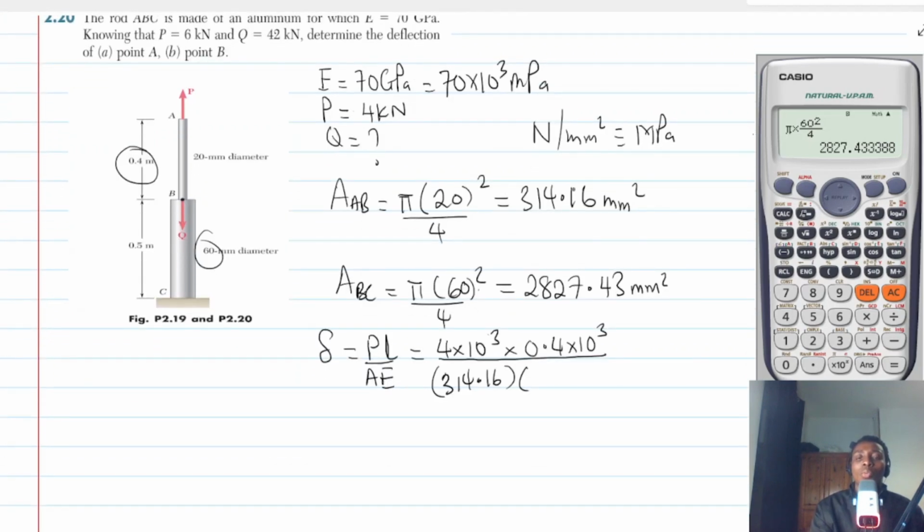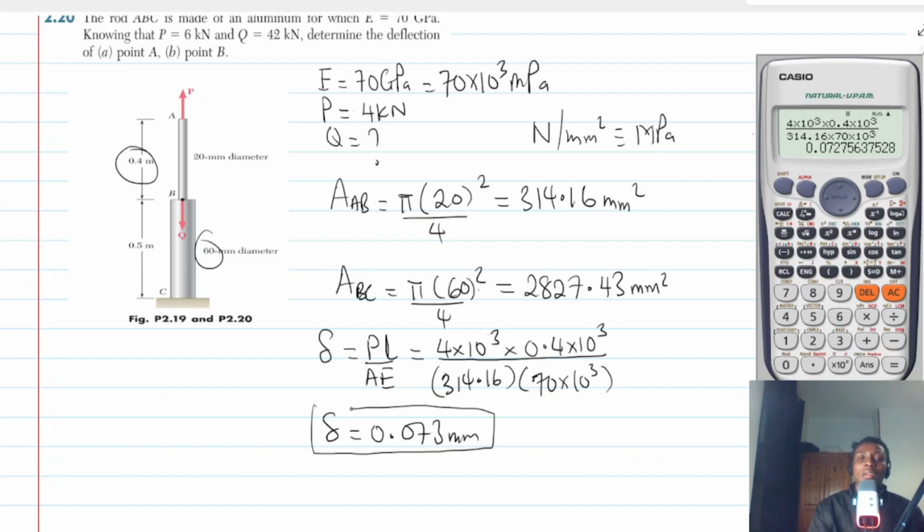All right. So 70 times 10 to the power 3, so that the final answer that we will get will already be in millimeters. Okay. So it's going to be 4 times 10 to the power 3 multiplied by 0.4 times 10 to the power 3 divided by 314.16 multiplied by 70 times 10 to the power 3. Okay, now what we have here, our deflection will be 0.073 millimeters. That is the deflection in this rod.